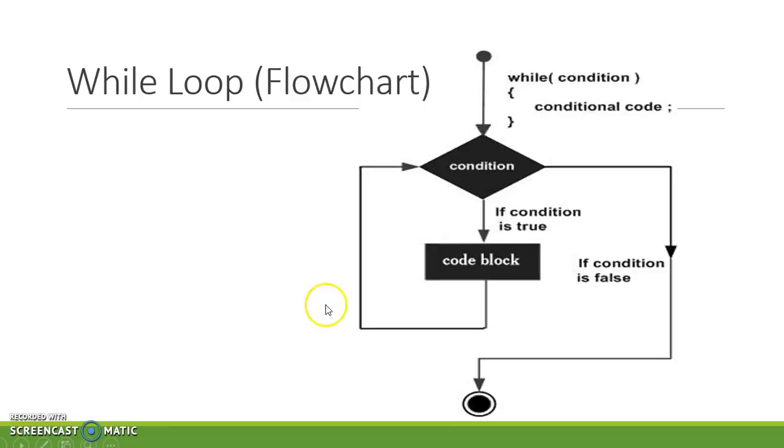This is the flowchart for a while loop. So first the condition is checked. If the condition turns to be false, it comes out. If it is true, it executes the block of code again and again.